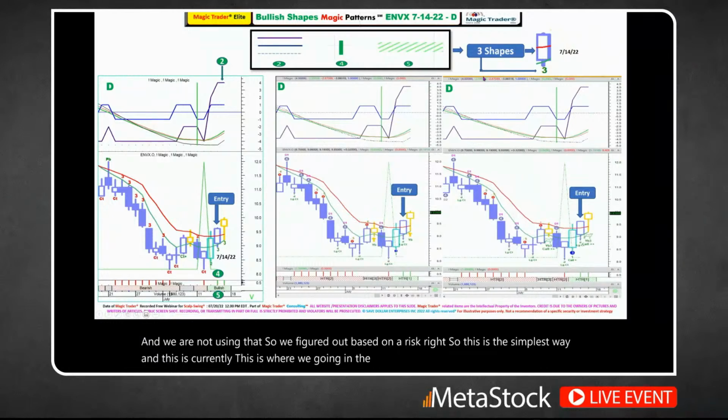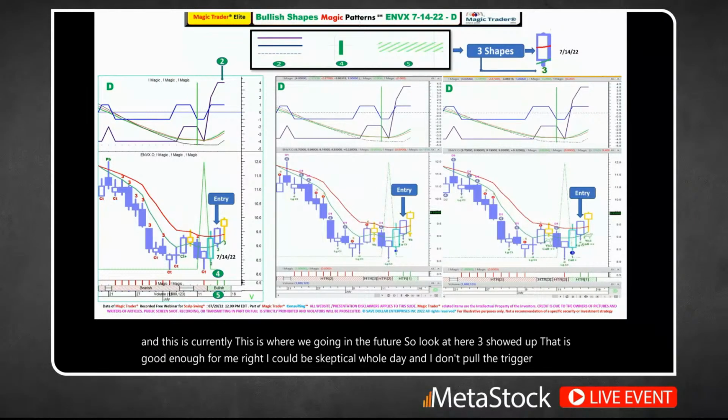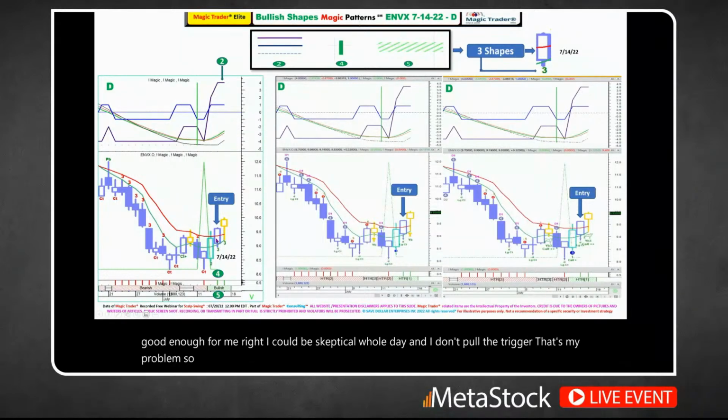So look at here. Number three showed up. That is good enough for me, right? I could be skeptical the whole day and not pull the trigger. That's my problem. So what we're trying to teach people is, instead of worrying about matching 1, 2, 3 on a chart, here it's done for you.